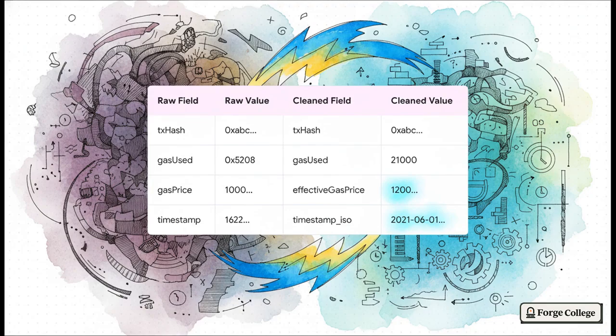See, raw, ugly source data like a gasUsed hex string of 0x5208 or some cryptic epoch timestamp is completely useless to us. But running it through our pipeline, we convert that hex to a readable decimal of 21,000, we compute the effective gas price, and we normalize the timestamp to a beautiful ISO 8601 UTC format. Honestly, this is the difference between a massive headache and having truly analysis-ready data.